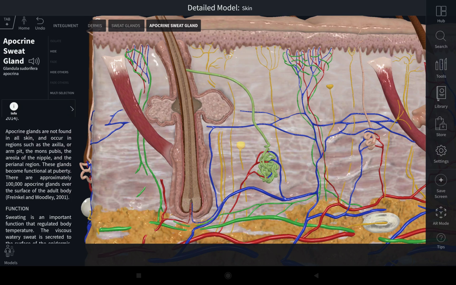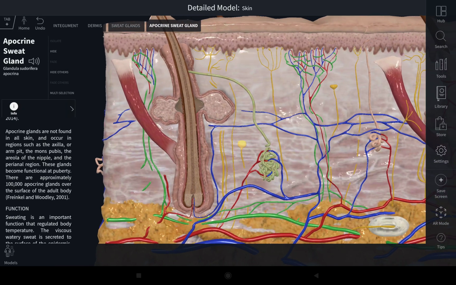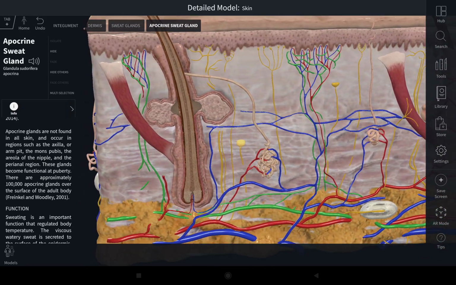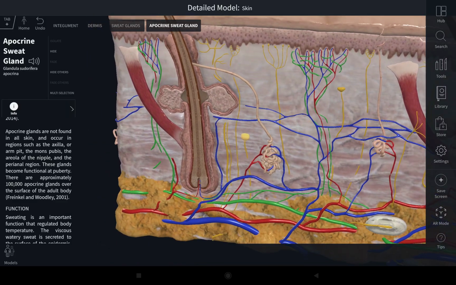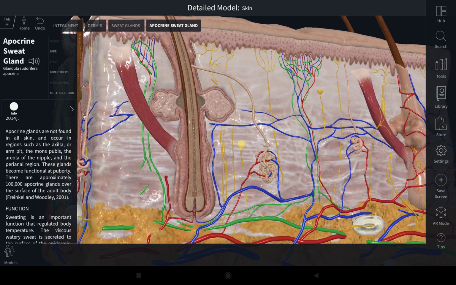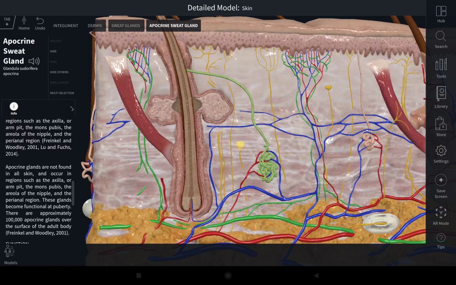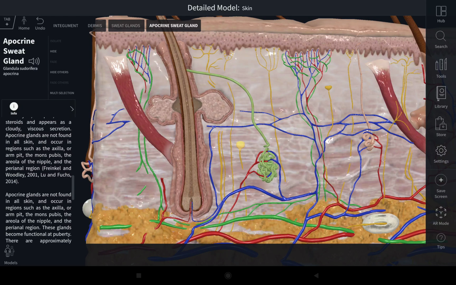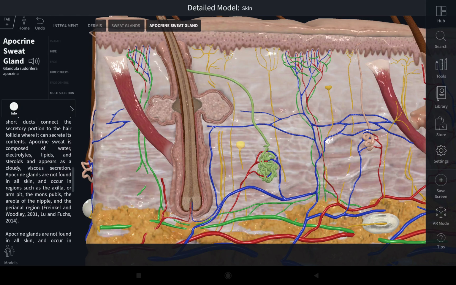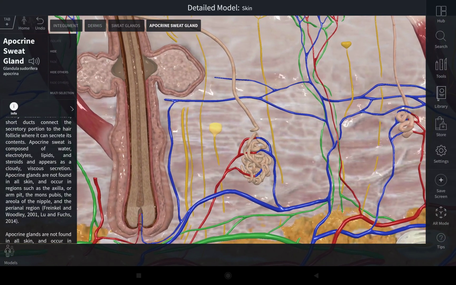Apocrine glands are not found in all skin and occur in regions such as the axilla or armpit, the mons pubis, the areola of the nipple, and the perianal region. These glands become functional at puberty. There are approximately 1 lakh apocrine glands over the surface of the adult body. The apocrine sweat is composed of water, electrolytes, lipids, and steroids and appears as a cloudy viscous secretion.